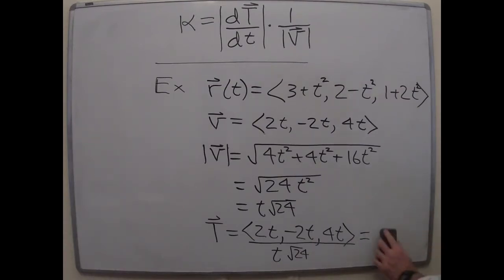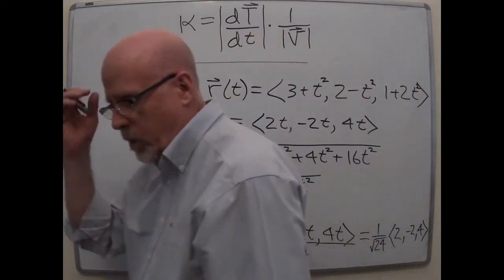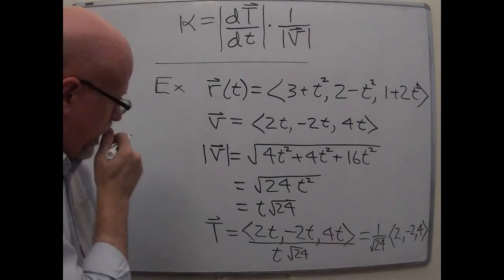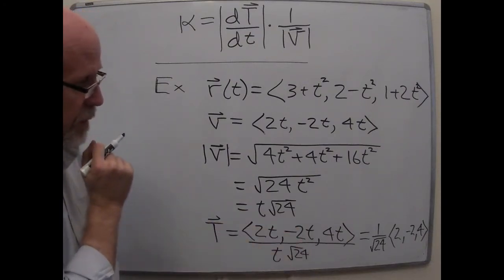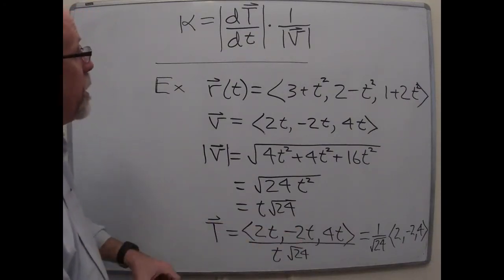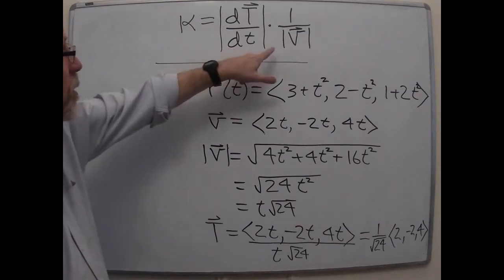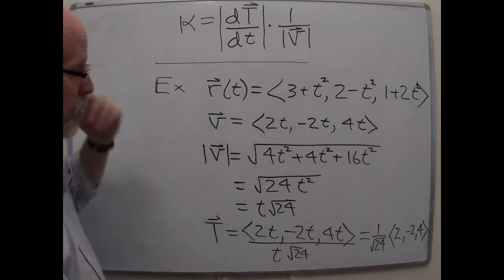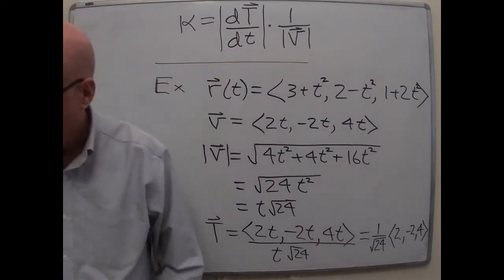Let's stop writing it as a fraction with a vector in the top and a number in the bottom. That feels weird. So 2, minus 2, and 4, with root 24, 1 over root 24 out front. So that's your tangent vector, and can you tell from that that its derivative is 0? So this vector is going to be 0, and dividing by the speed isn't going to matter. Kappa will be 0. Cool.